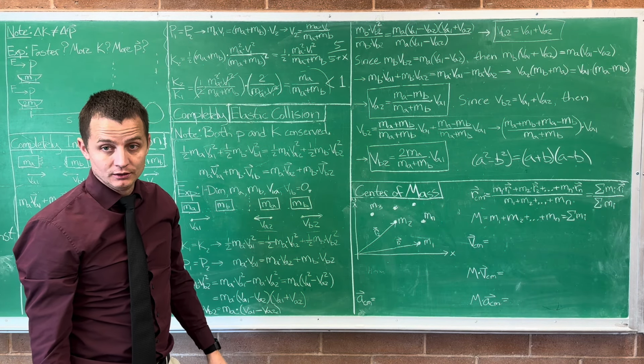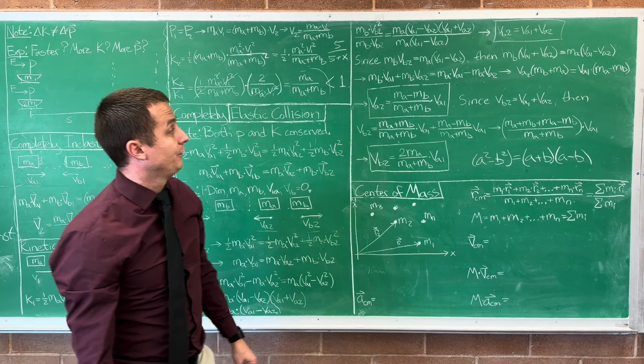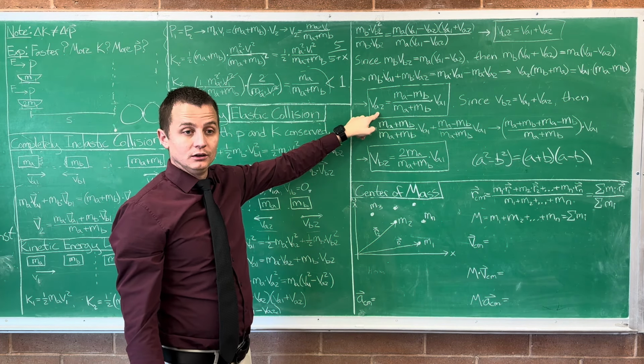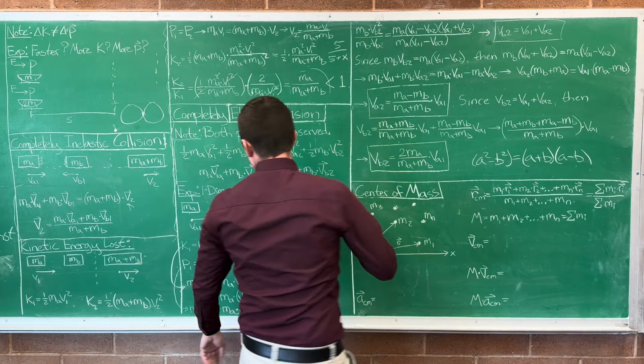Good? Now finally, I got the VA2 by itself, so now just divide both sides by MA plus MB. And there we go. Here's VA2. Remember what we assumed you knew. We assumed at the start you knew the mass of the two objects and how fast the first object was flying at the second object. So here's how fast this object bounces away. And now we need to find how fast this object bounces away.